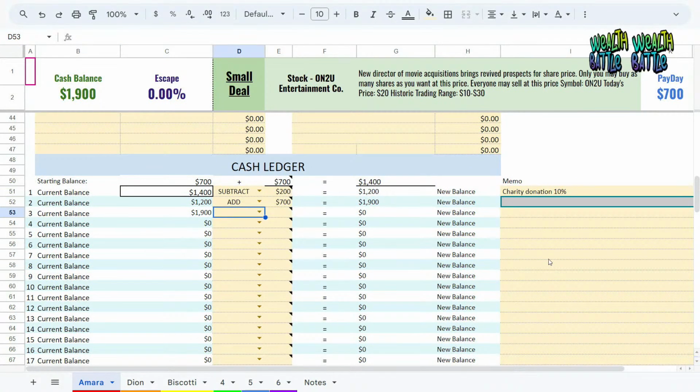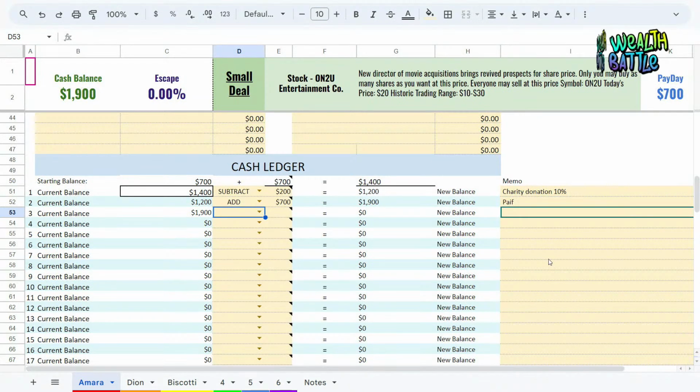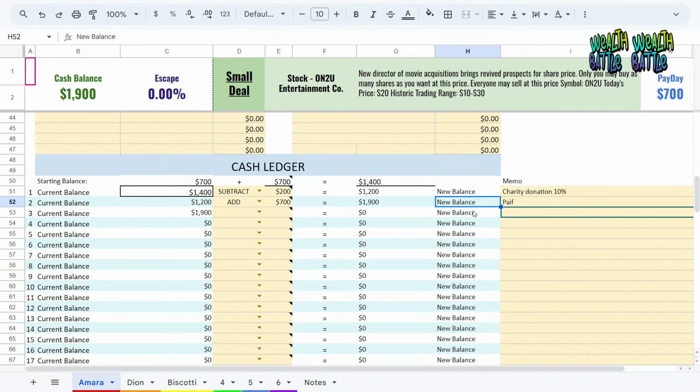Well, we'll check that. Worked at the job, working for the man. We'll do paid. Or PAIF. PAIF is good, too. Okay. PAIF is also good. Oh, you think I'm going to let you put paid? No, it's PAIF. All right. Now and forever. That's the power of Google Sheets right there.